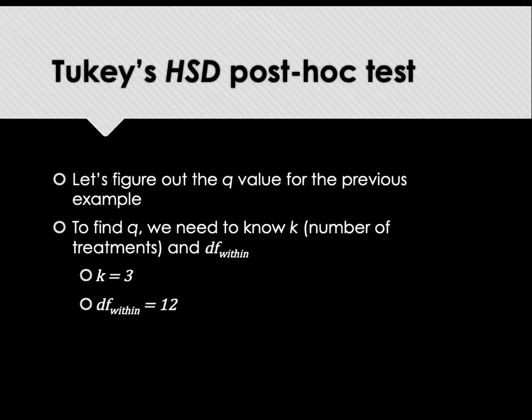Okay, so let's figure out the Q value for the previous example. And to find Q, you need to know K and degrees of freedom within, which we do, right? We already know K is 3. That's the levels of treatment, or the levels of the factor in the study. And the degrees of freedom within, we know from our ANOVA table, is 12. So no new information or computations, just looking up a Q value and plugging it into the formula.